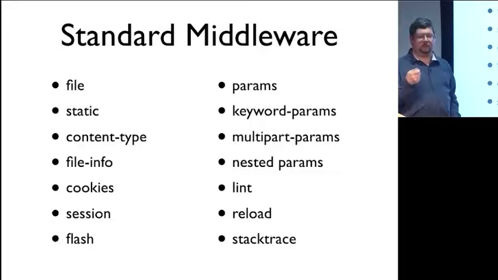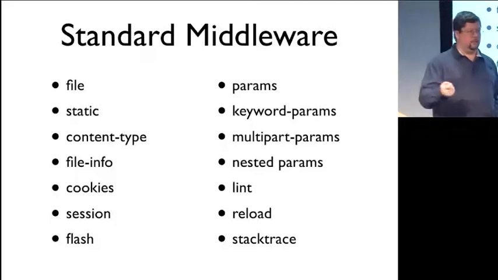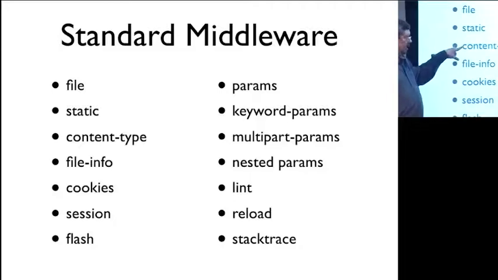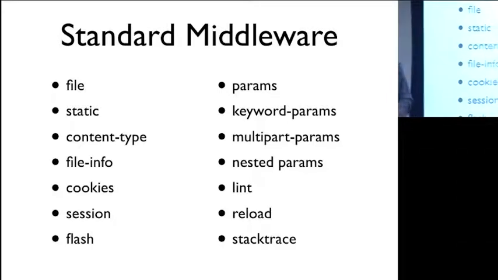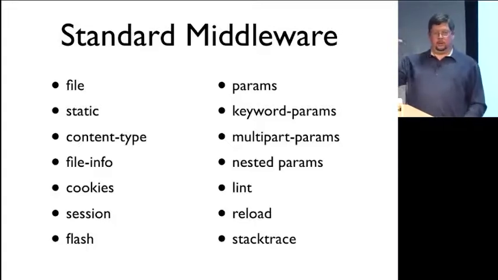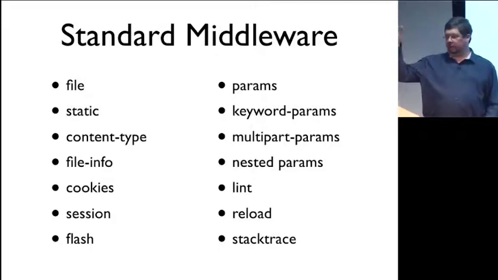If the response body is a file object, file info inspects that file, not the contents of the file, but does a stat on it in the file system, and supplies the content type if it can, and a last modified header, and a content length, and things like that. And if the request has an if-modified-since header in it, it will look at the last modified date of the file in question and remove the file itself from the response if it hasn't been modified.